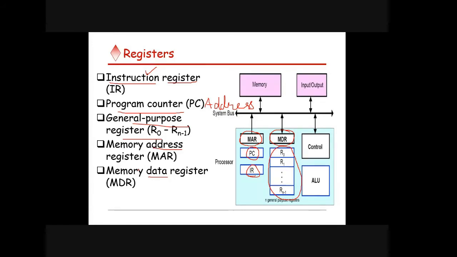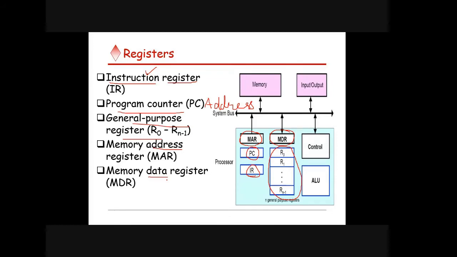170, which registers store an address as content? USN 170. Program counter and memory address register. Very good. Okay, we'll proceed. So these are the registers present inside the processor, and I told you the purpose of these registers.